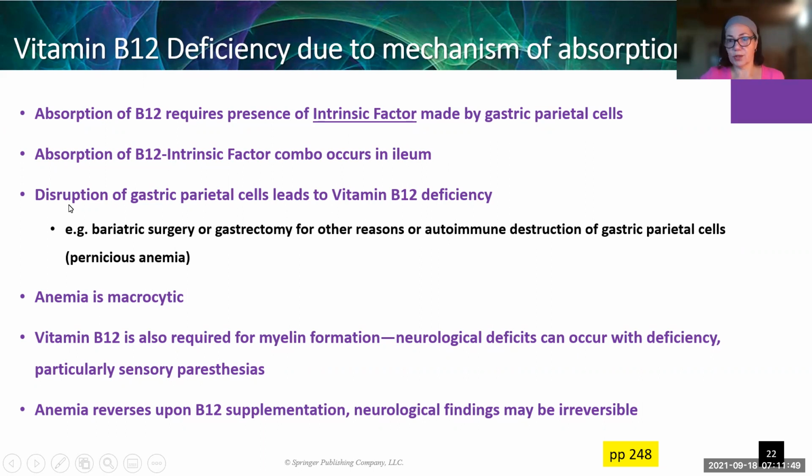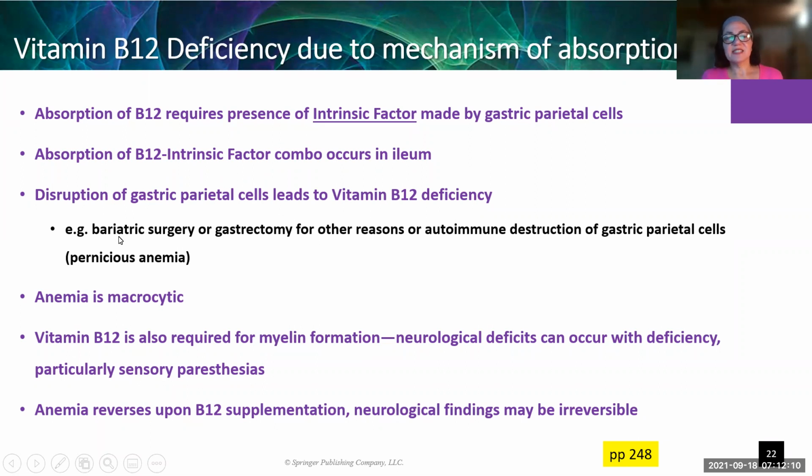So if there's a disruption to the gastric parietal cells, even if the person's getting plenty of vitamin B12 in their diet, they're not going to be able to absorb the B12 because it has to be bound to the intrinsic factor in order to pull it into the bloodstream. So who's going to have this problem?